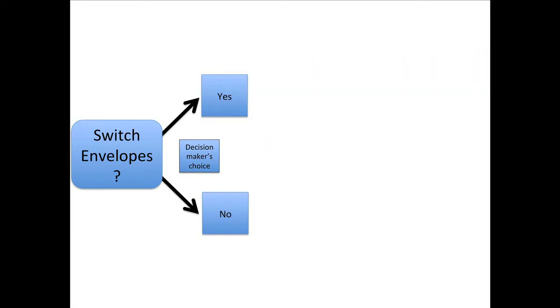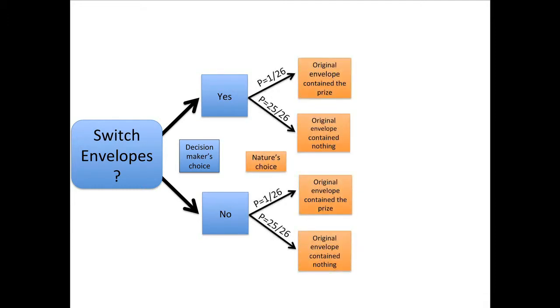In this case, the decision maker's choice is whether or not to switch an envelope, and the two possible choices are yes or no. The next part is nature's choice, and the two possible scenarios are that you initially picked the prize or you picked nothing. In this case, with 26 envelopes and one prize, the probability of picking the prize is 1/26th, and the probability of picking nothing is 25/26ths.